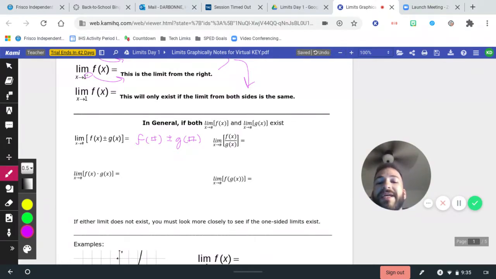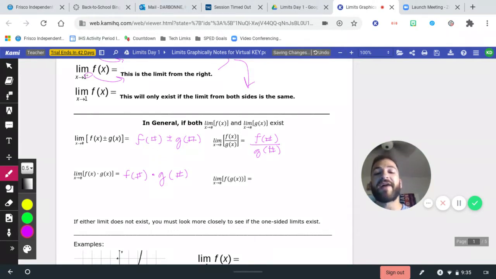If I have the limit as x approaches some number of f of x divided by g of x, I'm going to evaluate f of that number, and I'm going to evaluate g of that number, and then I'm going to divide them to get my limit. If I have the limit as x approaches some number of f of x times g of x, it's f of that number times g of that number.